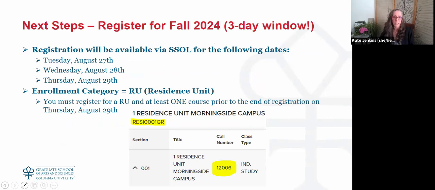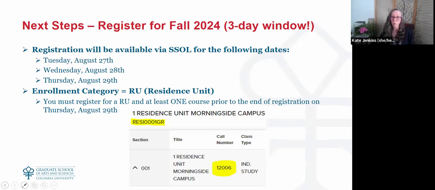So this is the earliest period of time when you can register for the fall semester. Registration will be open on Tuesday, Wednesday, and Thursday, August 27th through the 29th. When you are logged into SSOL, you will see your registration appointments that you have coming up. They are also during specific times of the day. And that is because the registration system is shared by all students at Columbia.